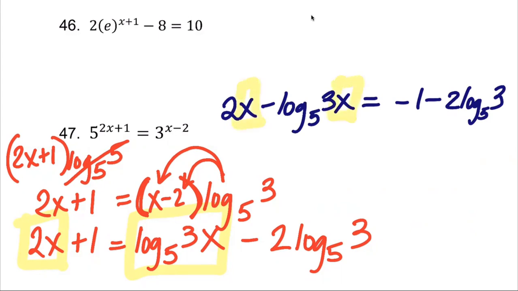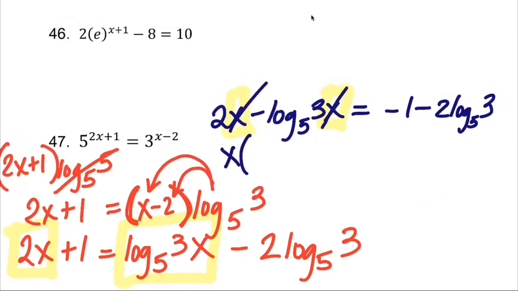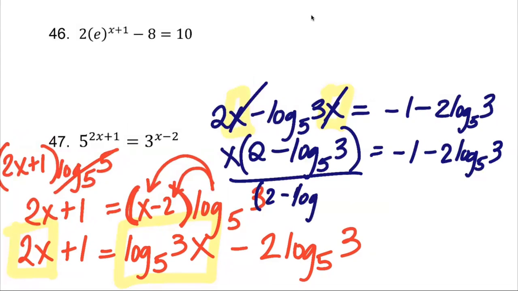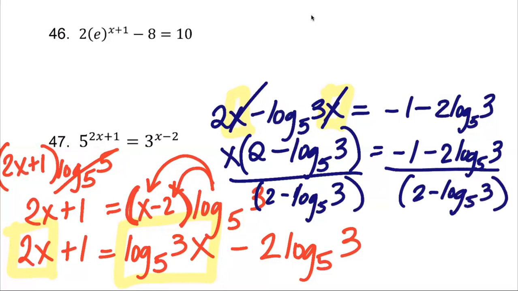Then at that point, I have an x here. I have an x here. So I'm going to factor that x out. And I'm going to rewrite this as whatever I have left over. So I've taken the x out of both of these, and I'm left with 2 minus log base 5 of 3 equals -1 minus 2 log base 5 of 3. Then I'm going to divide all the ugly stuff that's in parentheses. Move that to the other side. And then I'm done.